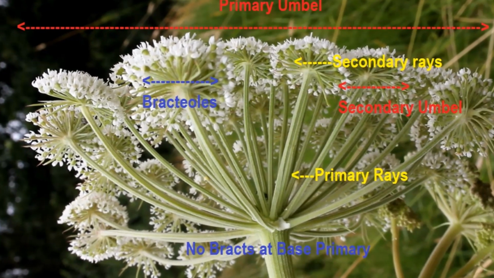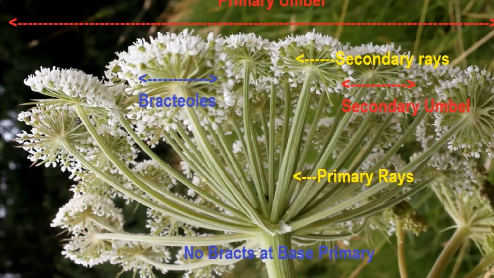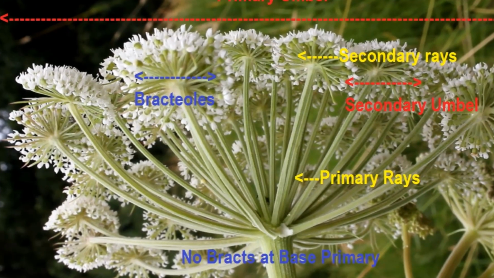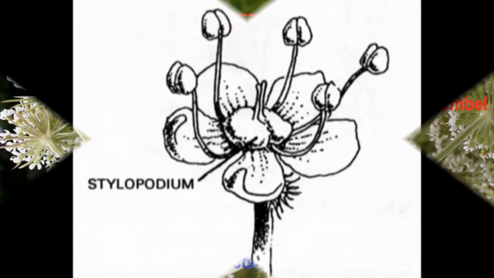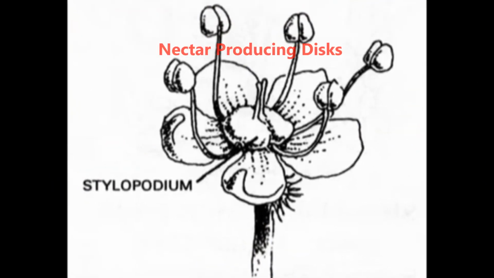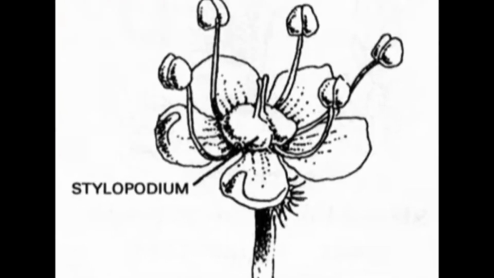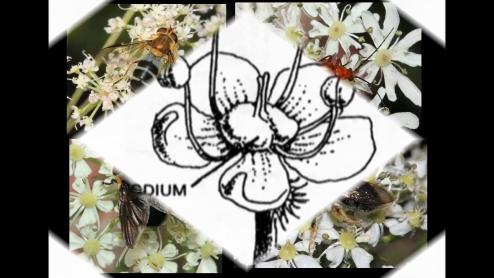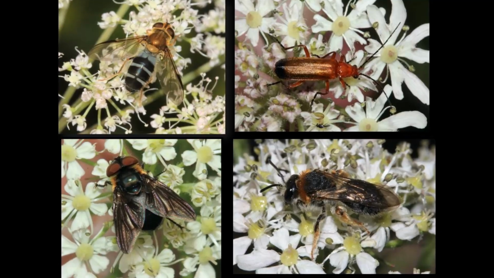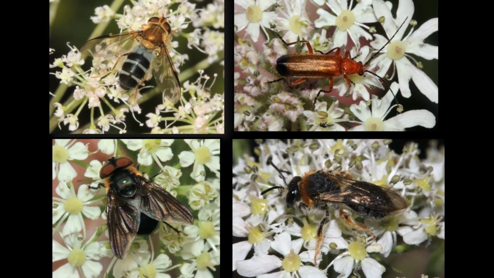Just a few loose slides to reinforce the anatomy of the plant that we looked at. In the next slide we see the Stylopodium, which presents as yellow central discs, which are dinner plates for a whole host and variety of insect pollinators, as can be seen from this slide.